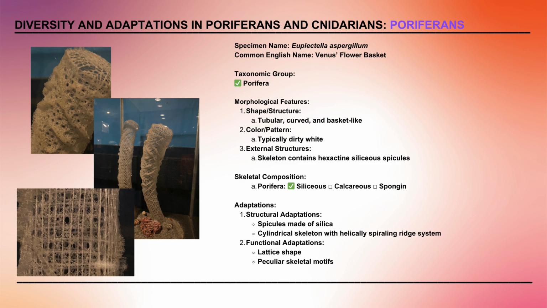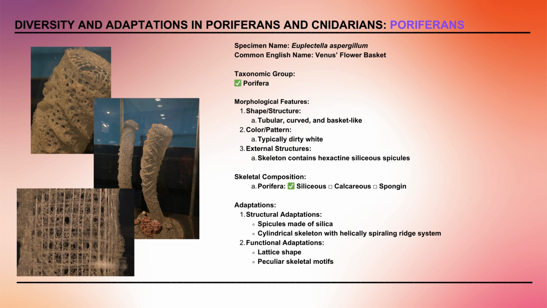The cylindrical skeleton with helically spiraling ridges, on the other hand, enhances mechanical strength, preventing the sponge from collapsing under high-pressure conditions. For the sponge's functional adaptations, its lattice structure is designed to optimize mechanical support while minimizing material usage, making the skeleton both strong and lightweight.